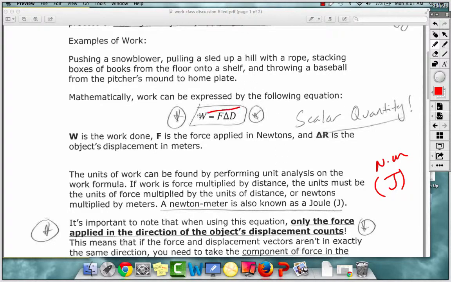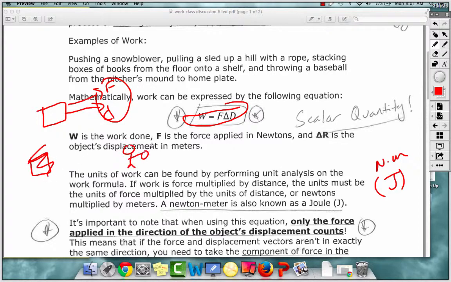One big thing that's really important for this formula, work equals force times distance, is you can't just use any old force in this equation. Only the force that's applied in the object's direction of displacement actually counts towards doing work. For instance, if this box is pushed in this direction, which I'll call the displacement, with a force in the same direction, these two are working together, no pun intended, to do work. Whereas if I am pushing on a wall, I'm applying some force to the wall, but the wall is not moving any distance.